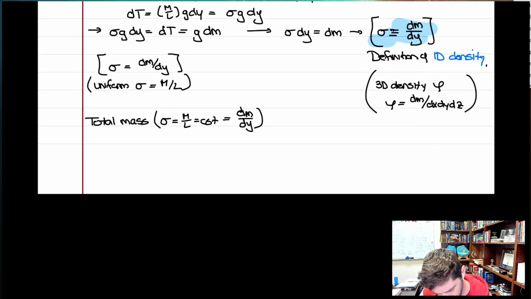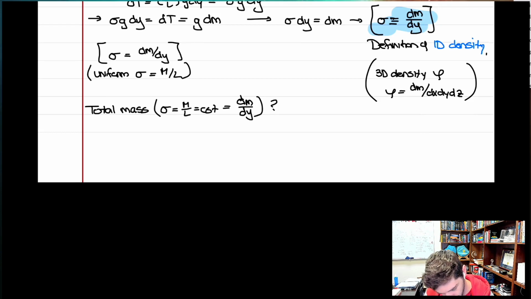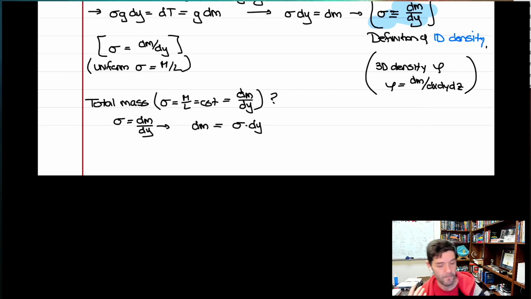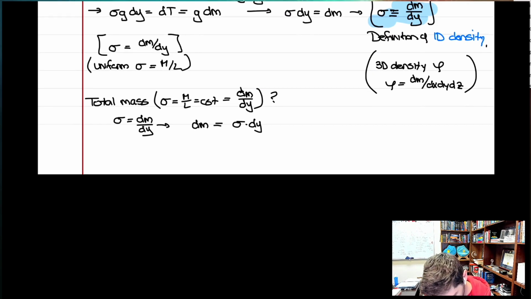What is the total mass of the rope? Well, in this case, since we kind of worked backwards, it better be capital M. But just to demonstrate how you do this in practice, if sigma equals dm over dy, then that implies that dm equals sigma times dy. Since sigma is a constant, we have separated this very simple differential equation, which only has a first derivative. So then I could integrate both sides.